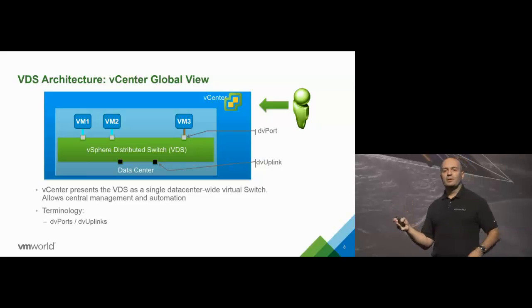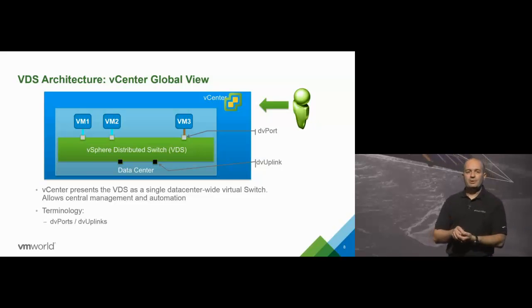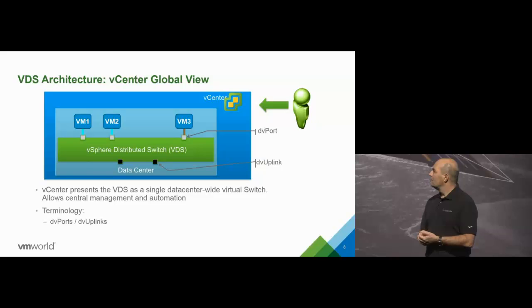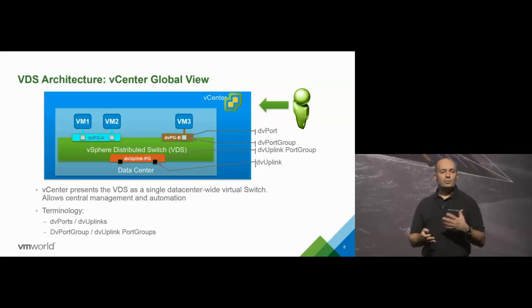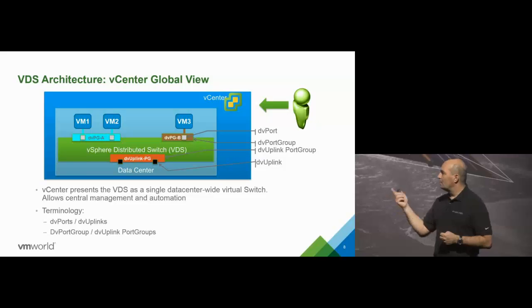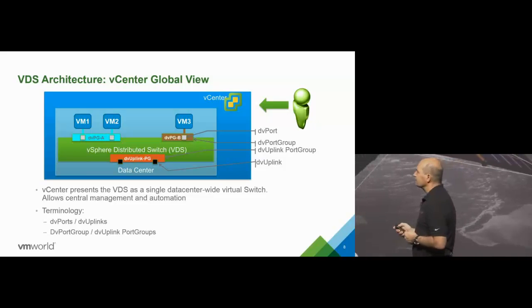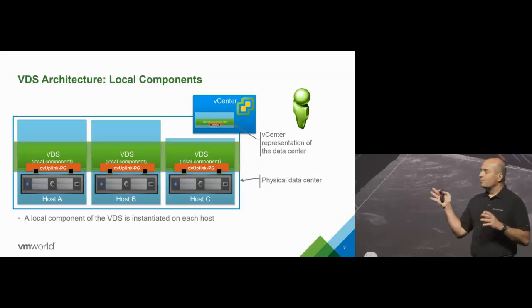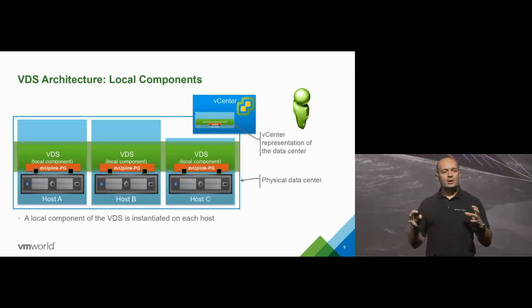A DV port is a port where a virtual machine attaches on this VDS. That's probably the most important concept here. We also have a DV uplink, which is new in the VDS, and that represents the connectivity of this virtual switch to the physical world. And both those components are grouped. So we have a DV port group that groups DV ports that have the same characteristics. It allows us to configure several ports in one shot. And we have DV uplink groups that do the same for your uplinks.